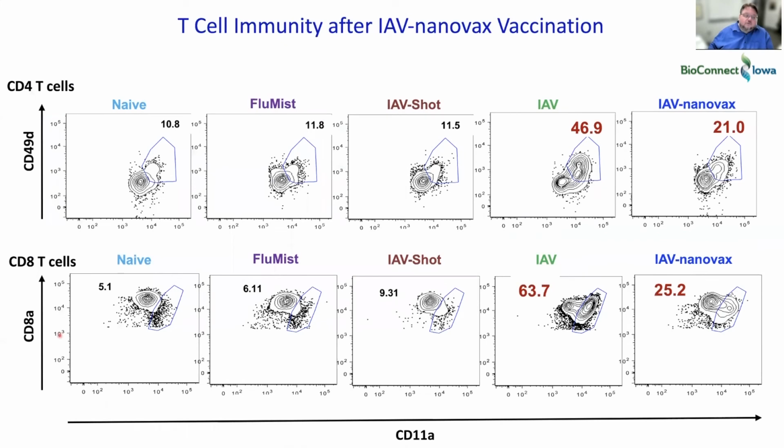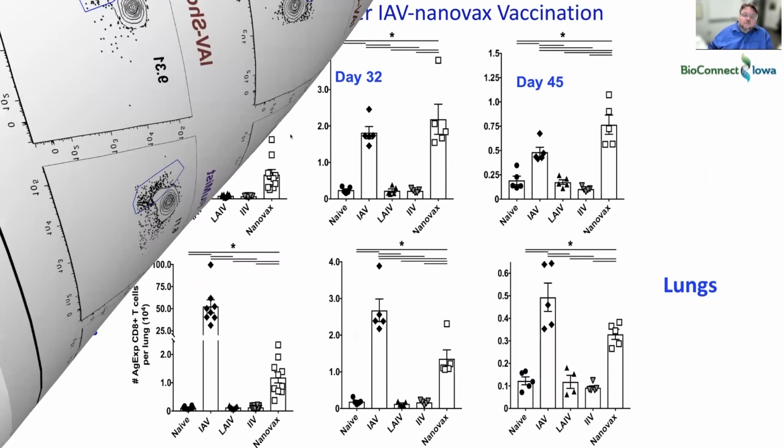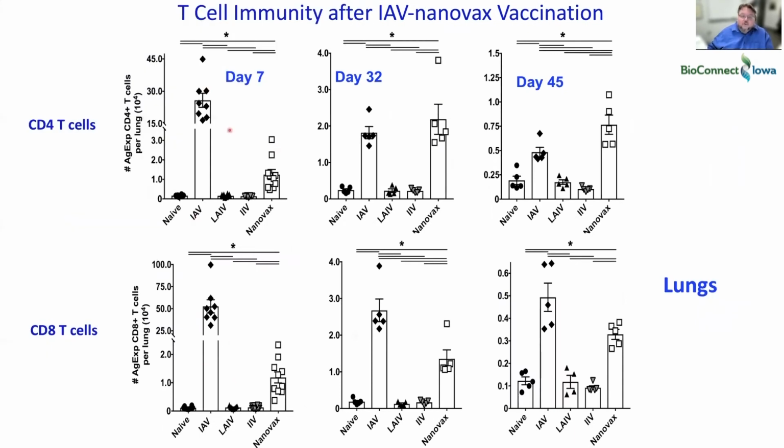All right, so showing you how this works, if you look at the CD4 T cell response, they have about a 10% background level of antigen experience prior to any vaccination. Flu mist or shot, as expected, doesn't drive a pulmonary or lung-specific T cell response, but IAV infection does, and so does Nanovax, and this is 7 days after the vaccination. With CD8 T cells, again, about 5% of a background level. Flu infection drives a very robust antigen experienced CD8 T cell response in the lungs, and so does Nanovax. And if one looks, what I showed you was day 7 in those previous graphs, Nanovax is a little bit below what you see with IAV infection. Again, LAIV and IAV don't drive this type of response. But at 32 and 45 days, Nanovax is now almost equal to or above what you see actually with the infection.